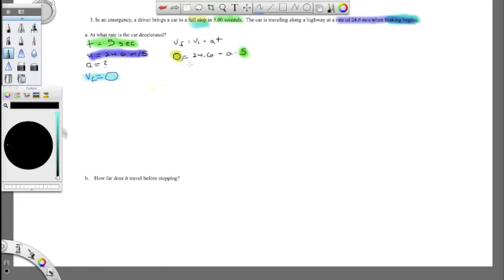Now, let's simplify. Negative 24.6 is equal to A times 5, or 5A. Now, let's divide by 5 on both sides to isolate the variable. And we get A is equal to negative 4.95.